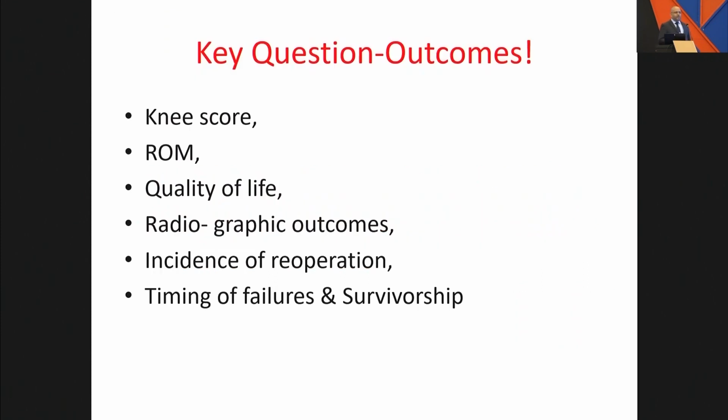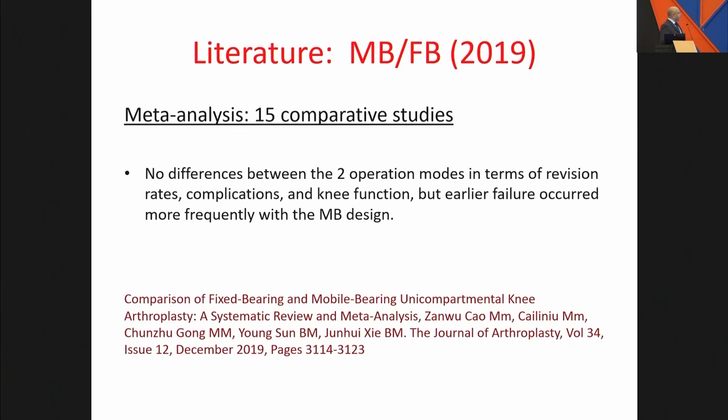Here comes, after all of this, the key question: whether it makes any difference. So if you are going through that stress for a mobile bearing design, or you are doing it the other way around, does it make any difference in outcomes? And it will include, of course, all of these parameters: knee score, range of motion, quality of life, radiographic outcome, incidence of reoperation, timings of failure, and survivorship. So here is the evidence.